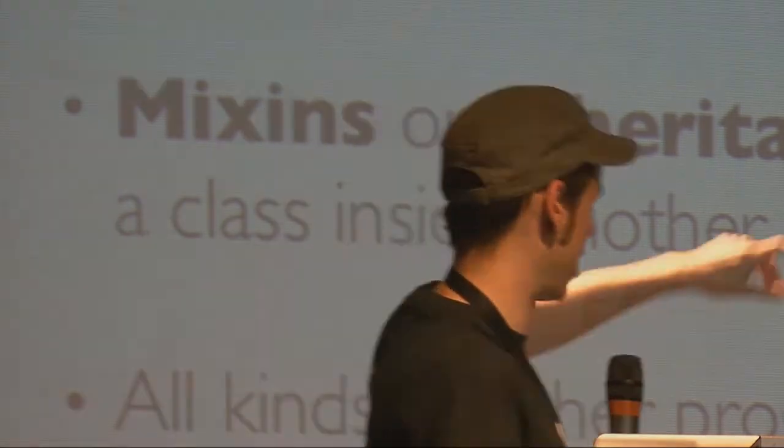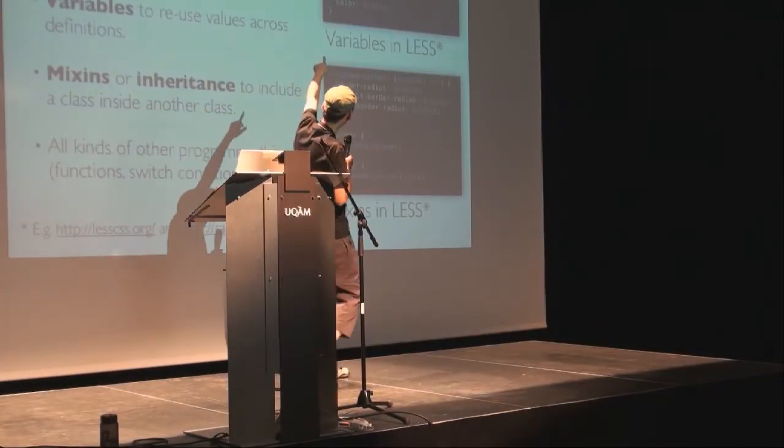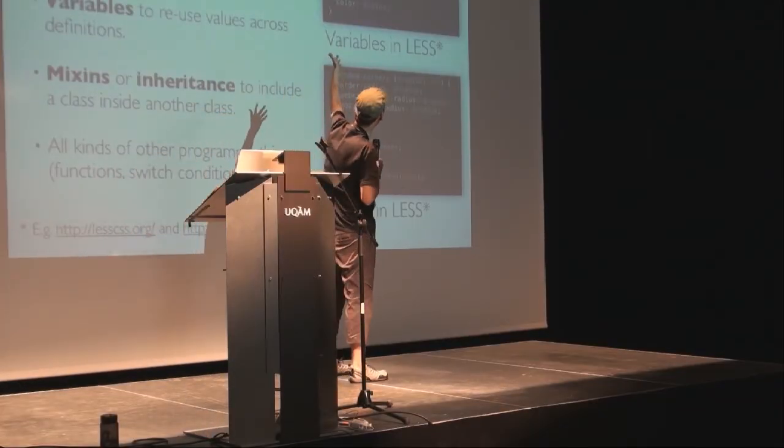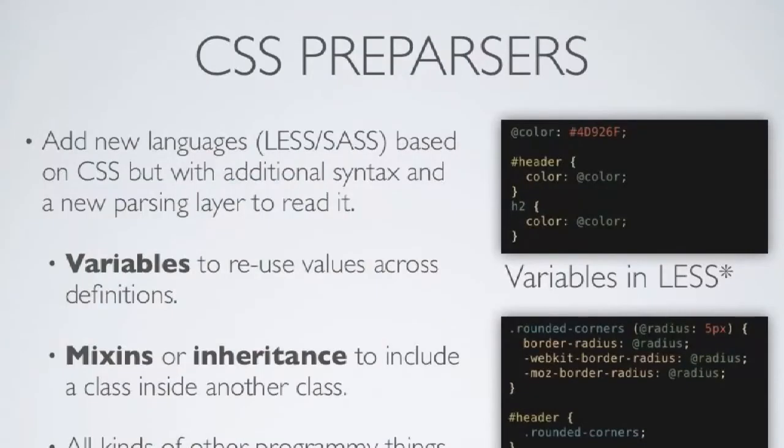So the main things they add are variables. You can see an example of a variable up in the corner. We said @color. It's actually a bad example. It should say something like @red, and then define a particular red, and then say for the header, the color is red. But the point is that you can reuse it over and over again, right? So that's dry in LESS.